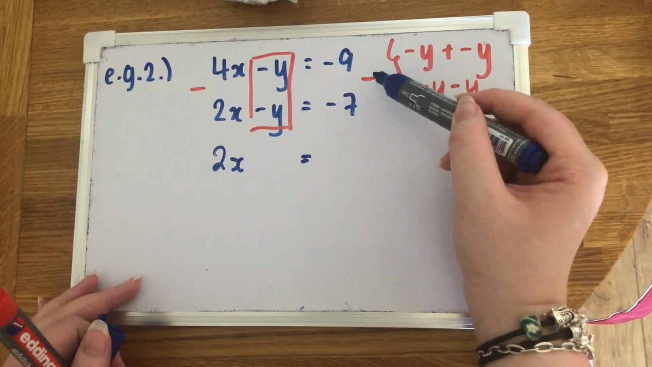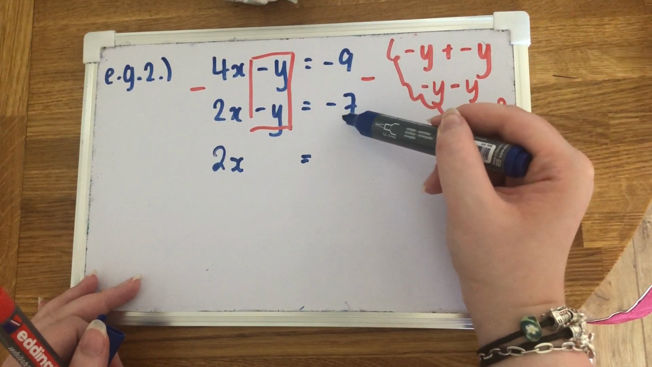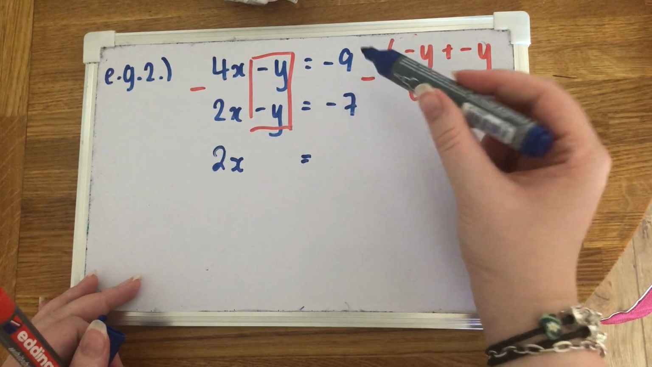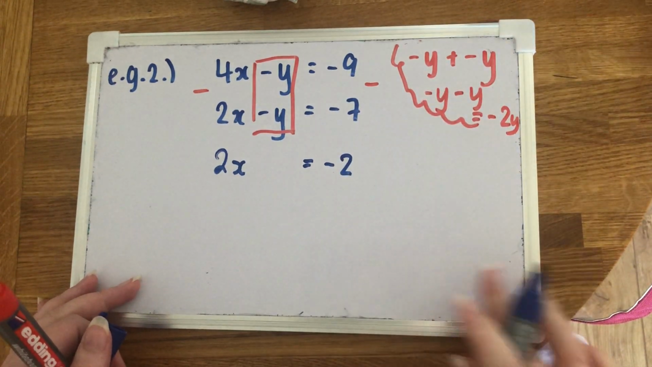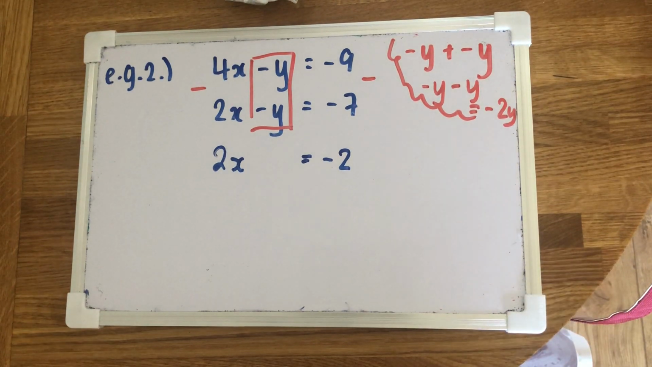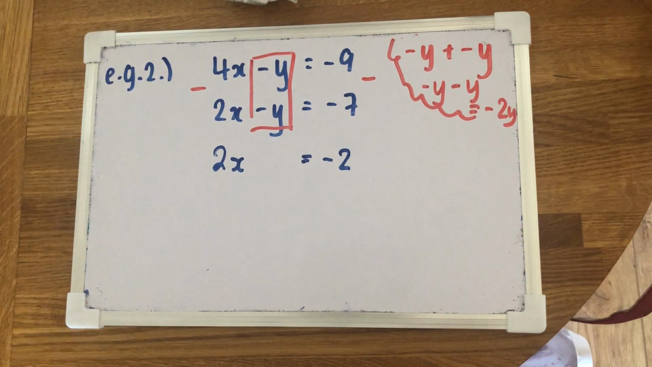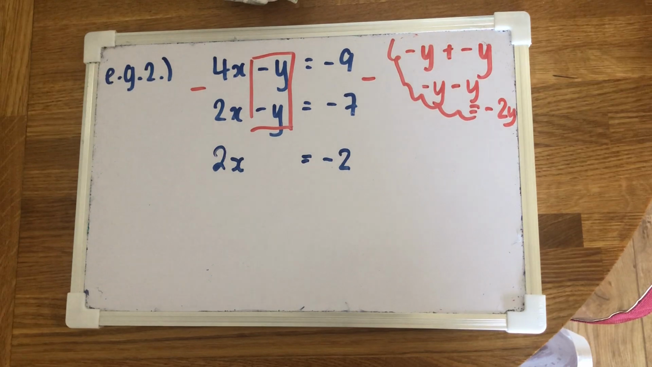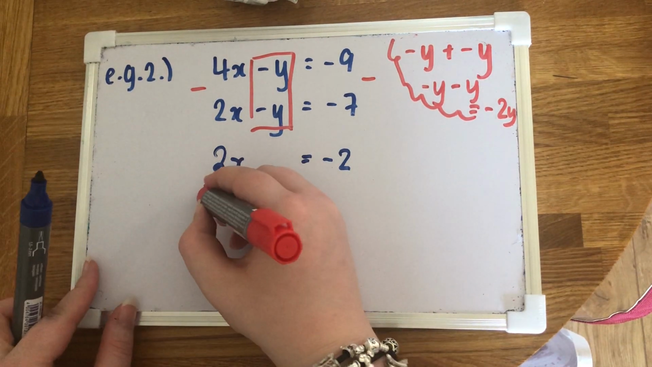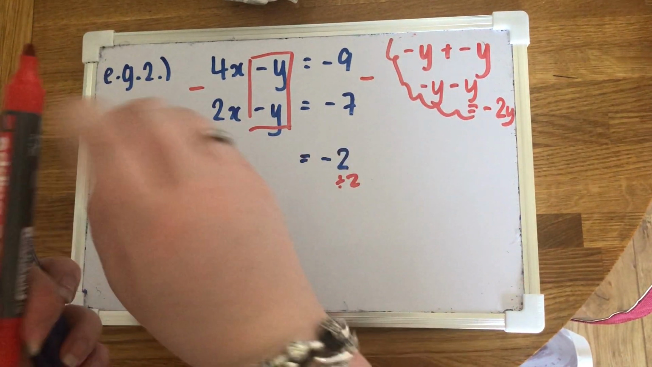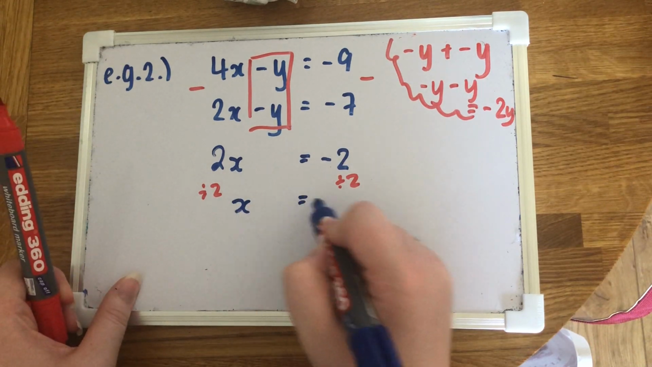So negative 9 subtract negative 7. Okay, you're actually going to add 7 on to negative 9, which is negative 2. Okay, if you do struggle with your negatives, make sure you use a number line. That's the easiest way to do calculations like this. And again, we just want x, so we're going to divide by 2. And that gives us that x is negative 1.